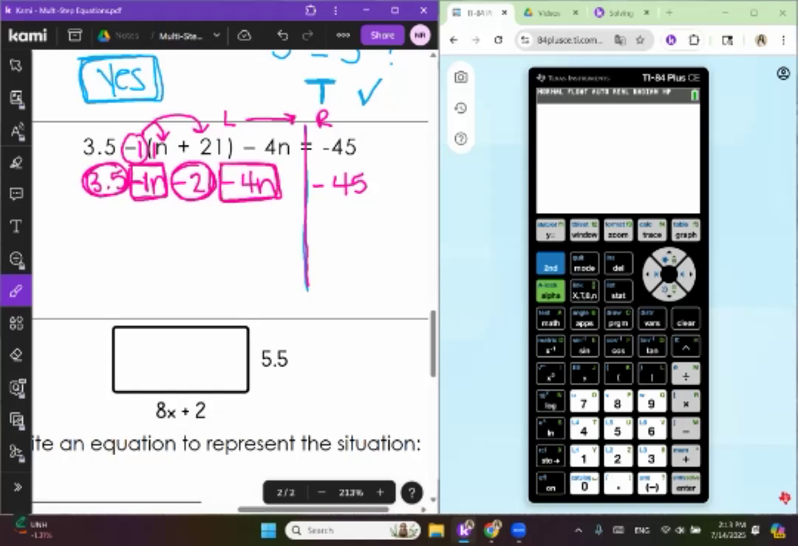Okay. This time, instead of moving stuff around, I'm just going to combine. 3.5, I'm going to type that in, minus 21. So minus 21. Okay. Now, if I try to type in negative 1, notice it won't let me. So that means if I'm starting off with that symbol, it has to be a negative. Negative 1 minus 4, negative 5.